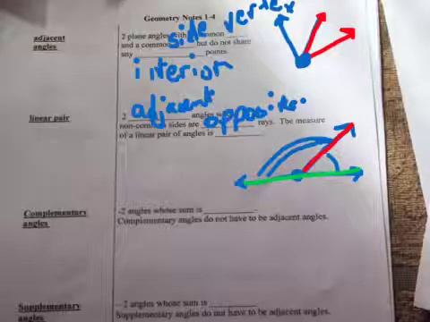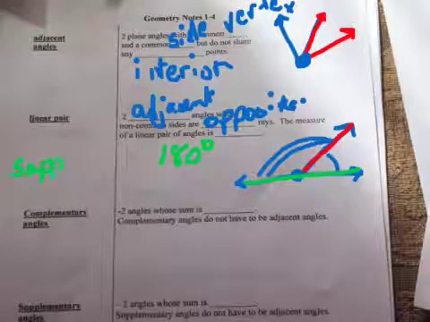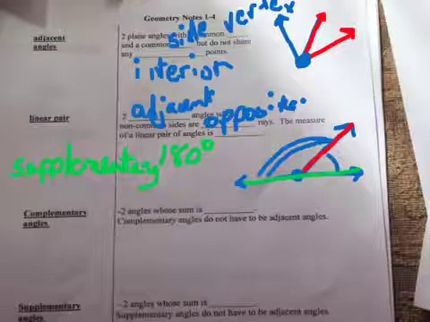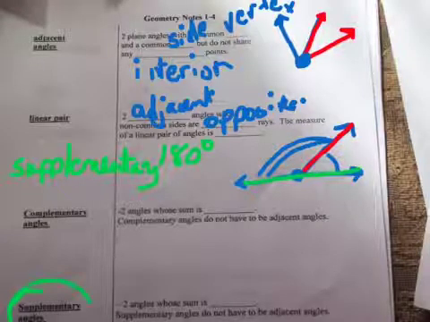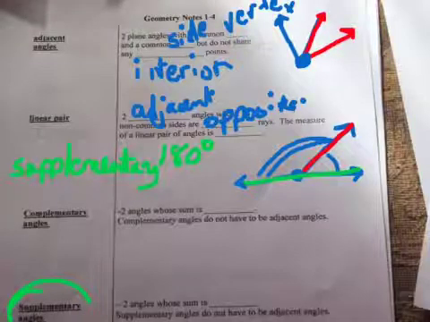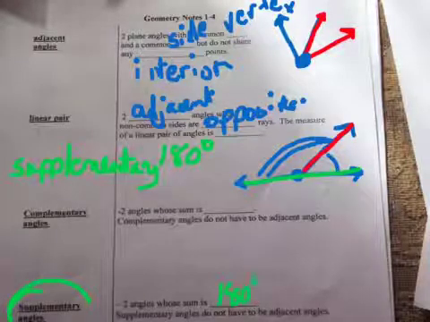So the measure of a linear pair of angles is 180 degrees. Linear pairs, we say they're supplementary. They add up to 180 degrees, but not all supplementary angles are linear pairs. If they touch like this, they're supplementary. That word's right down here. Supplementary means two angles add up to 180 degrees. If they form a line like this, they're called a linear pair. But supplementary means they add up to 180 degrees. I'll come back to complementary in a minute.